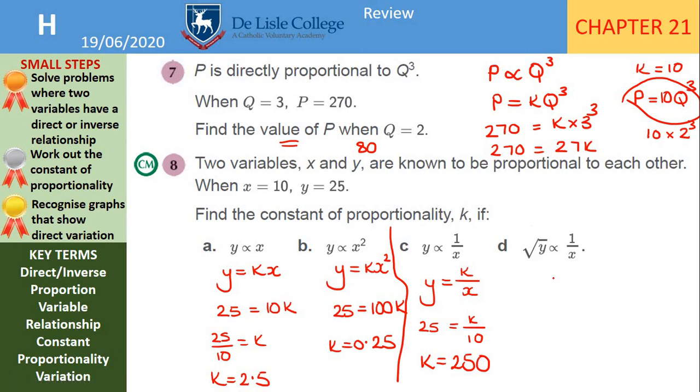For part D, we have the formula the square root of y is inversely proportional to x. So that will give me this formula here. So if y is 25, this gives me the square root of 25 is equal to k divided by 10. The square root of 25 is 5 multiplied by 10. So this would give me that k equals 50. Remember though that the square root of 25 could be negative 5. So it could actually be negative 50 as well.